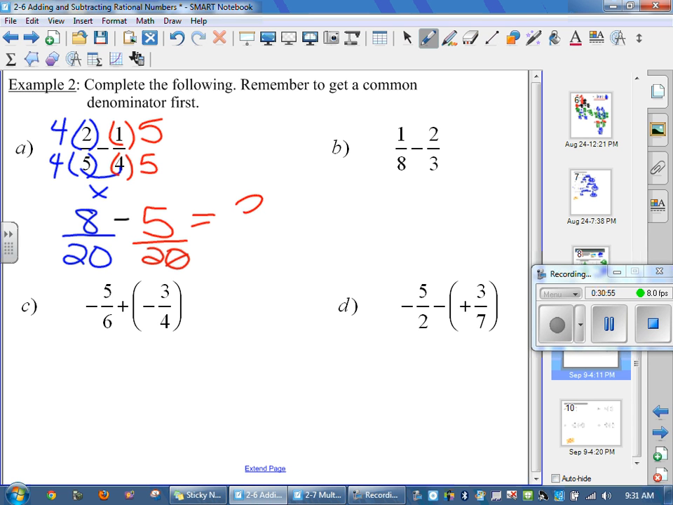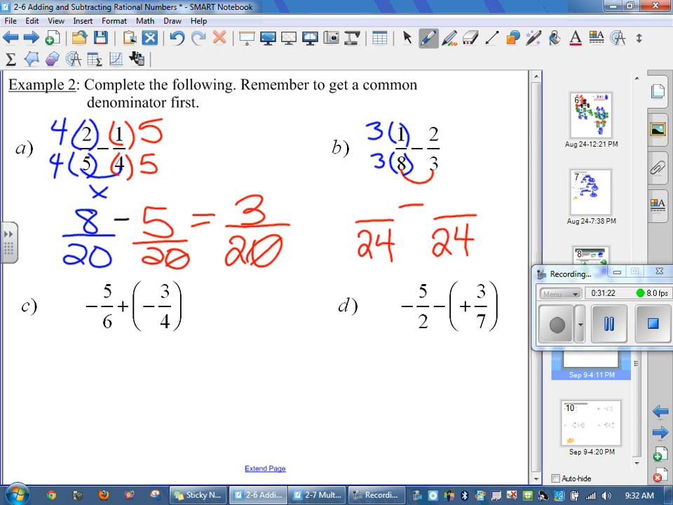Let's do the same thing with the next letter on B. 8 times 3 is 24. So we're going to have something over 24 subtracting something over 24. Now let's convert the tops. The 8 times by 3, so the 1 is going to times by 3. So the 1 times 3 gives me a 3 for the top. On the right, times the 3 by the 8. So you're going to times the top number 2 by the 8. So 2 times 8 is 16. Now you've got 3 subtracting 16.